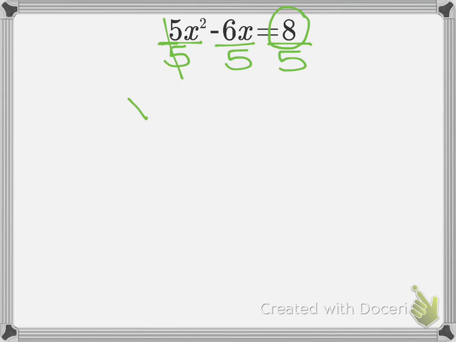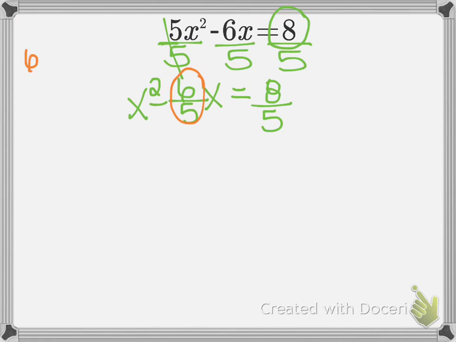Okay, this will sometimes leave me with fractions. I know that's annoying, but it's okay. I'm just going to leave that as 6/5, and on the other side I have 8/5. Okay, so now I'm ready to do that step where I'm going to pull my b, or my coefficient of the term with just an x. I'm going to pull this over to the side, divide it by 2, which means I'm actually dividing a fraction by 2, and squaring it.